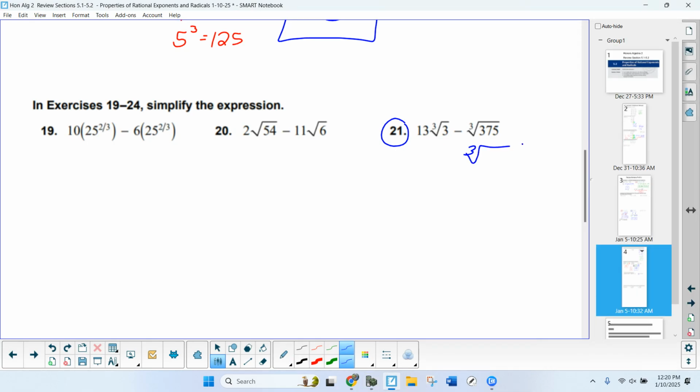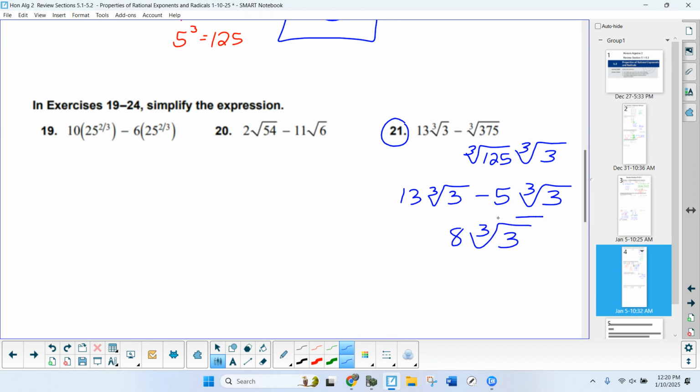That helps you to know what to break this up into. So you broke this up into what? 125 times 3. And what's the cube root of 125? 5. So 13 cube root of 3 minus 5 cube root of 3. What did you get for an answer? 8, and then the cube root of 3. Perfect. Gosh, I gave you guys way too much time on that. Was that easy? Yeah. Okay.